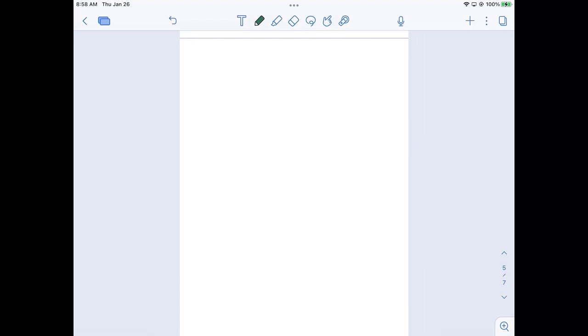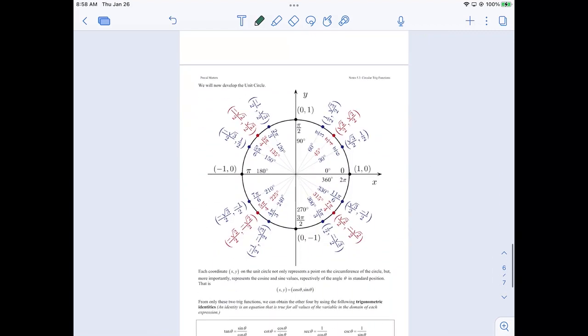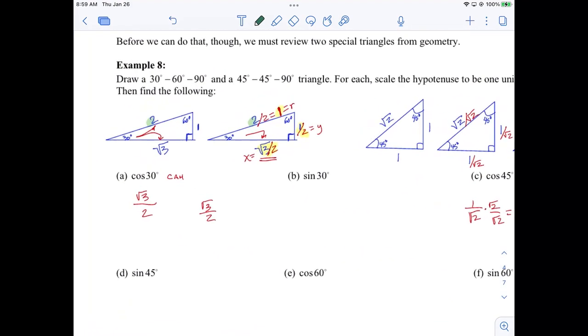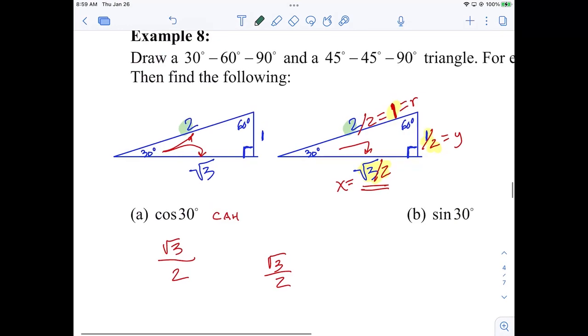So today's kind of a big day. Today's the day that we develop the unit circle. So whatever you see right here, I'm going to show you how we develop it line by line and what it all means. Now we are going to use those two special right triangles that we talked about, the 30, 60, 90, and we're going to scale the hypotenuse to 1.